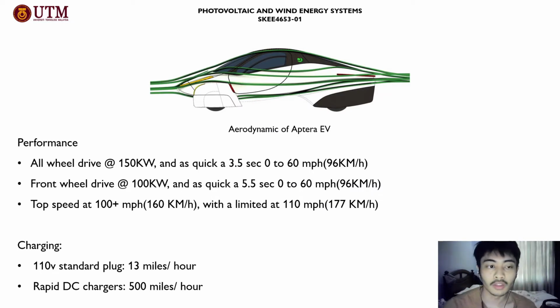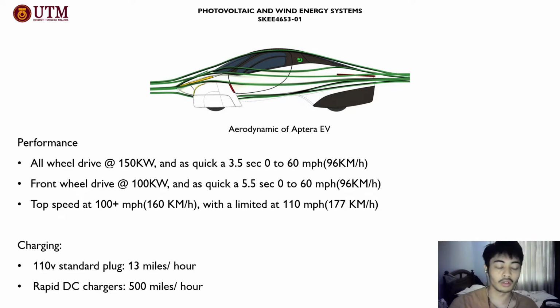And for the performance of the car, by using all the wheels, you can get up to 60 miles per hour within 3.5 seconds, or you can use only the front wheel drive, which gets you the same speed but takes more time, 5.5 seconds. The top speed of this car is a maximum of 110 miles per hour, which is 177 kilometers per hour.